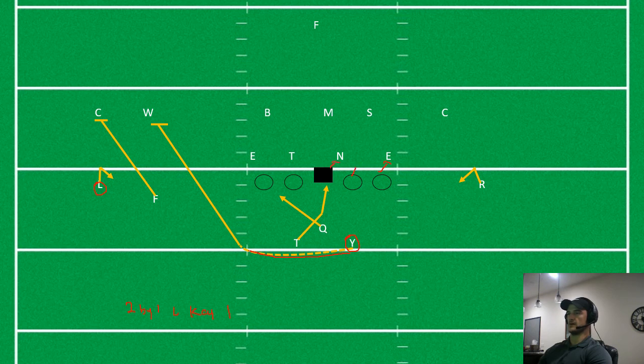He's coming over here. Notice how there are 7 guys in the box. That means we can't get everyone blocked. 1, 2, 3, 4, 5, 6, 7. There's 7 guys in the box, so we cannot get a hat on everyone. So the numbers advantage is out here. We've got 3 on 2. So this is where we would go with the football.